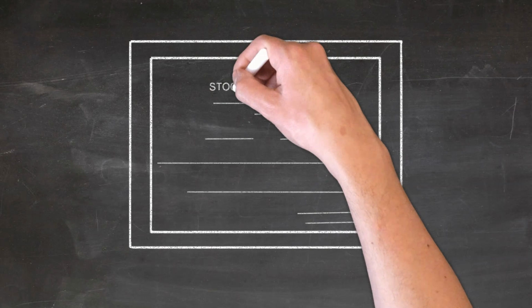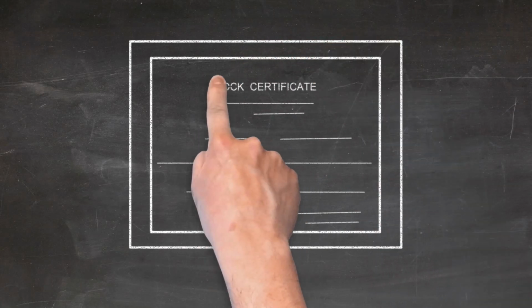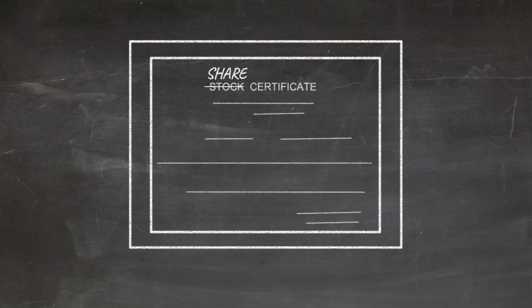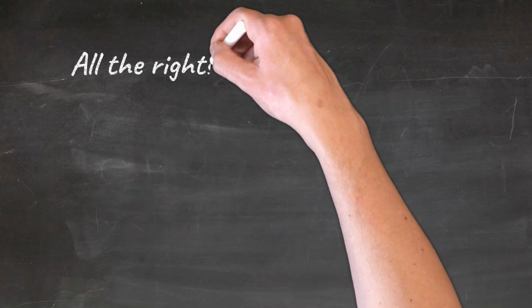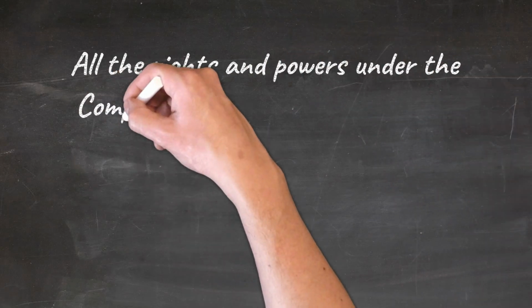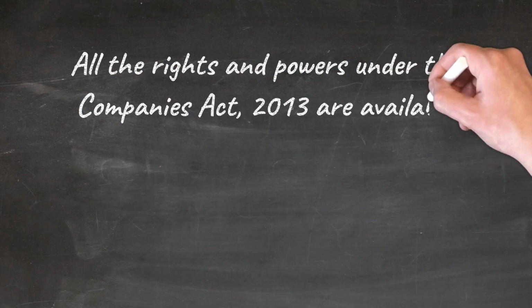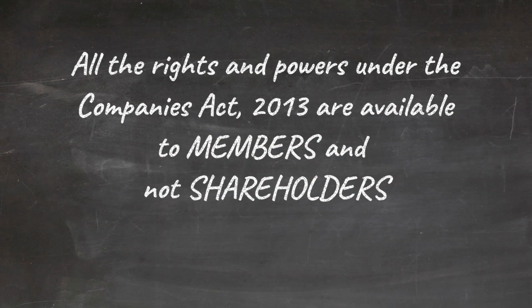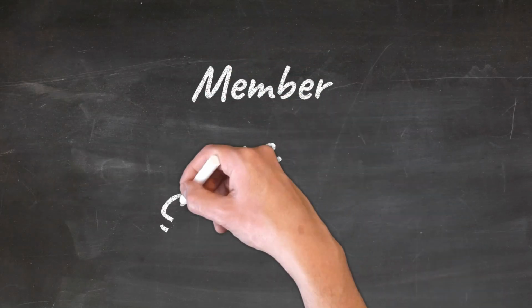The proof of shareholding is provided by a share certificate, and this shall be in the format specified under the Companies Act 2013, which is Form SH1. Now let's learn something interesting under the Companies Act 2013. As per the Companies Act 2013, all the rights and powers are available to members and not shareholders. So, is there any difference between a member and a shareholder?